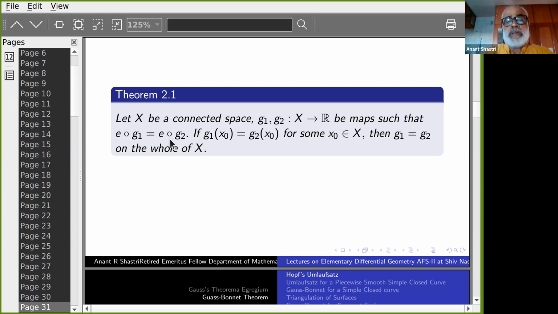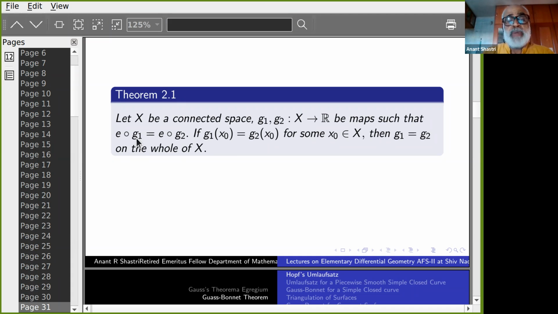E G1 equals E G2. If G1 of x0 is equal to G2 of x0 for some x0, that means they agree at one single point of the whole space X, then they are equal everywhere. G1 is equal to G2 on the whole of X. Okay, so G1 and G2 have the property that when you compose with E, they are equal.